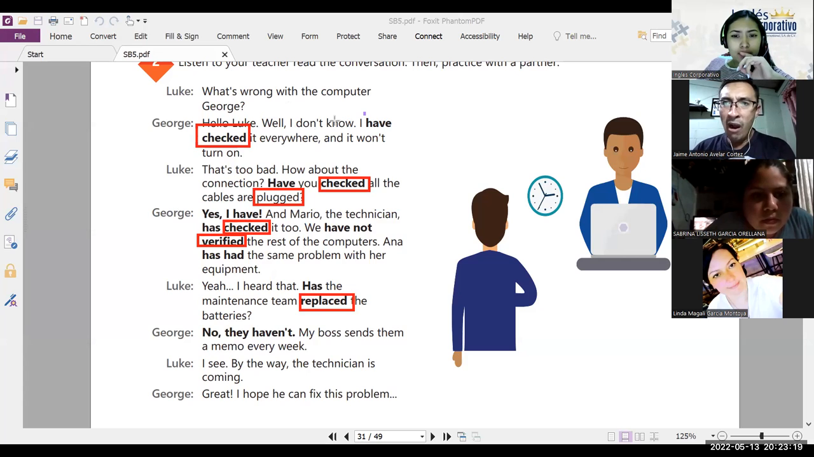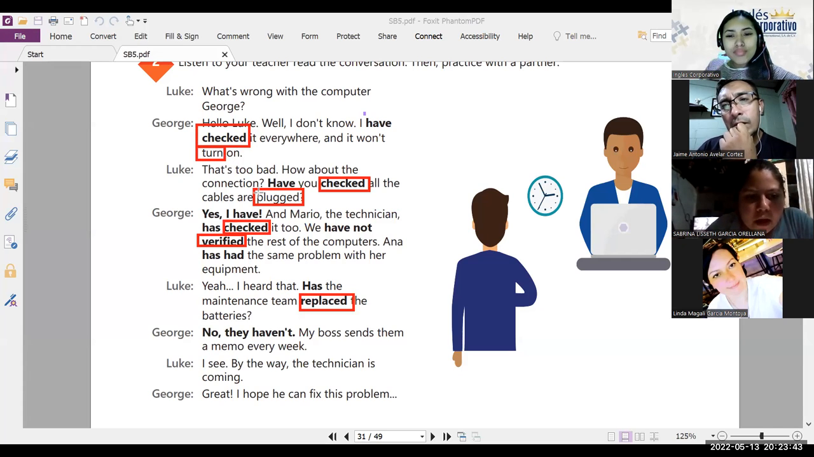Let's see. No, right? Turn, what about turn? Is that regular or irregular? Turn. Regular or irregular? Turn, it's irregular. Regular, right? Okay, I will go ahead and circle as a regular.